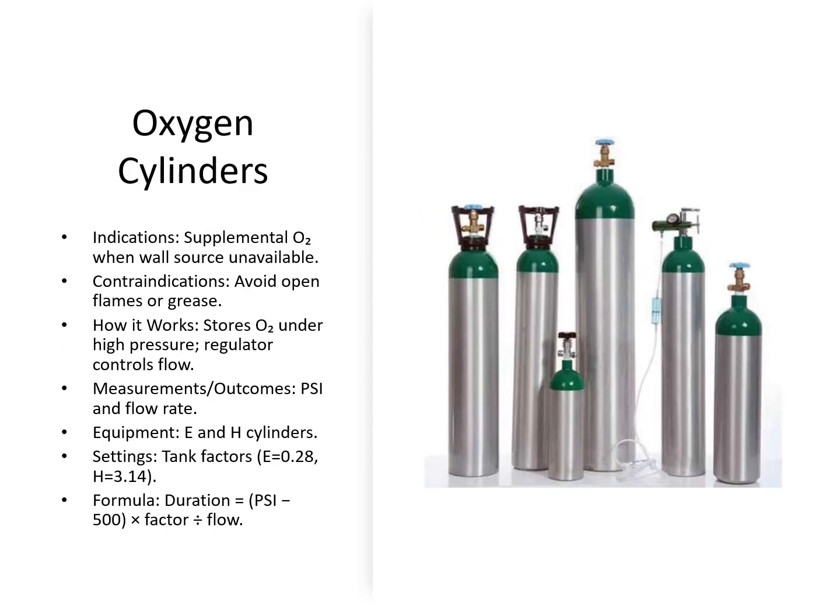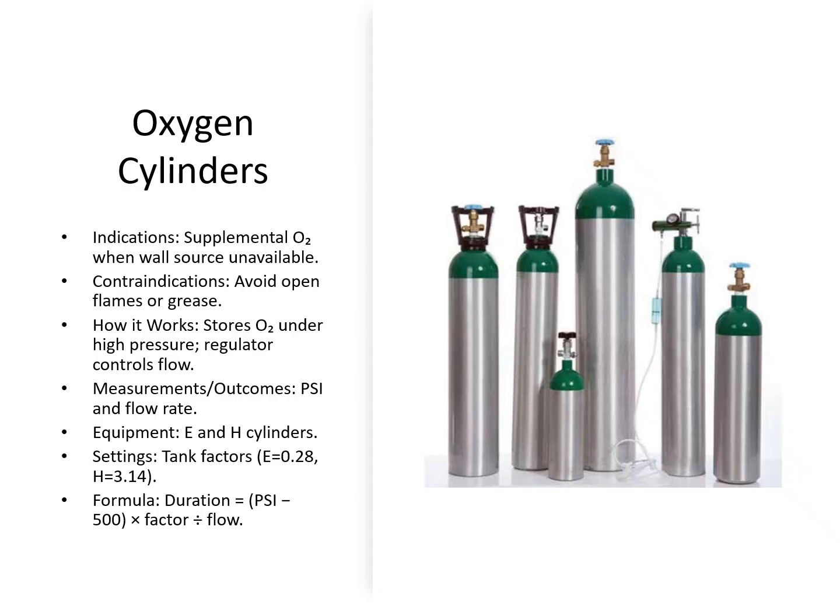This slide covers oxygen cylinders. We use cylinders when a wall oxygen source isn't available. Contraindications include keeping them away from flames or grease because they're high pressure. Cylinders store compressed oxygen and use a regulator to control flow. We measure the remaining PSI and the flow rate.